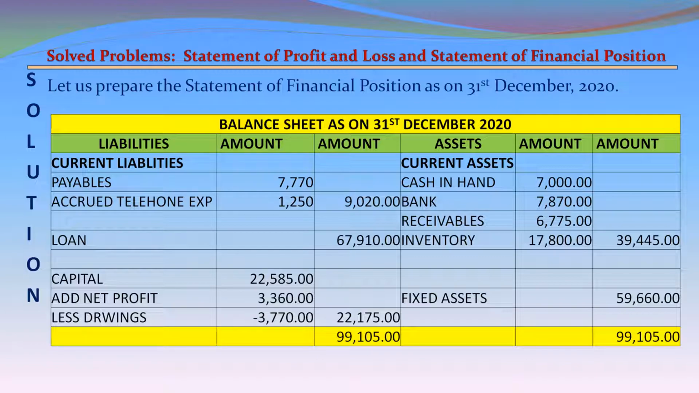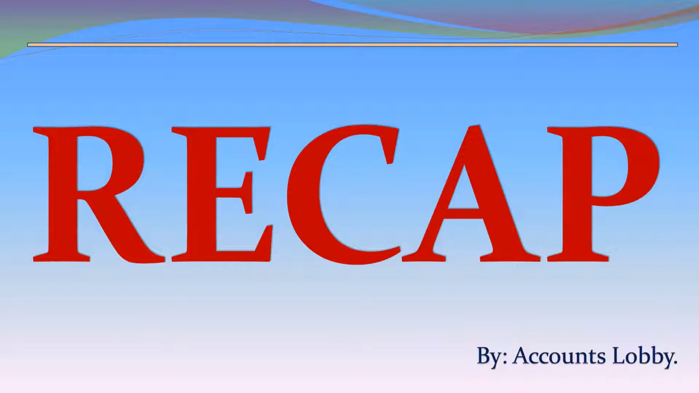On the credit side, current liabilities, payables 7,770, accrued telephone expenses 1,250, total current liabilities 9,020, loan 67,910, capital account 22,585, add net profit 3,360, less drawings 3,770. His balance of capital as on 31st December 2020 is 22,175. Total liabilities including owner's capital is 99,105.